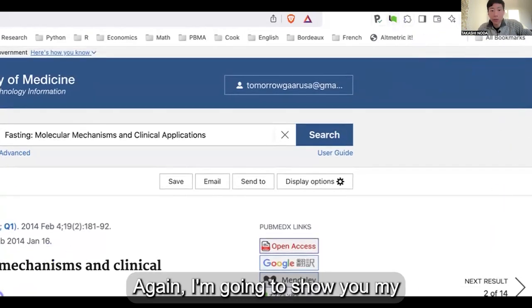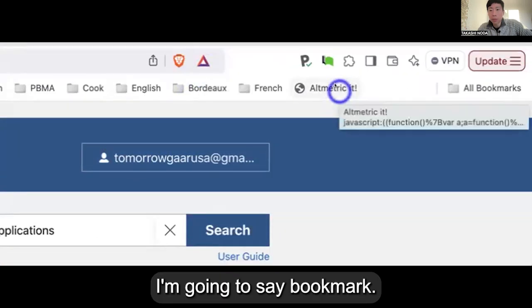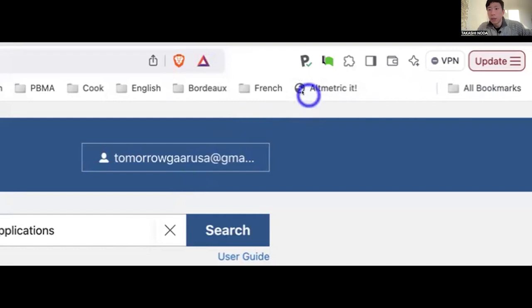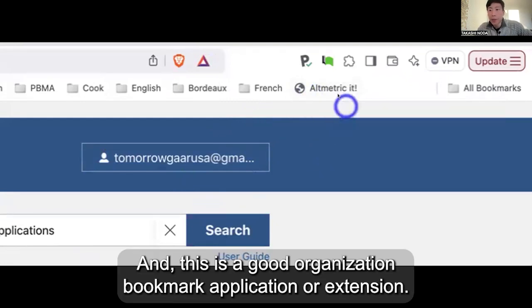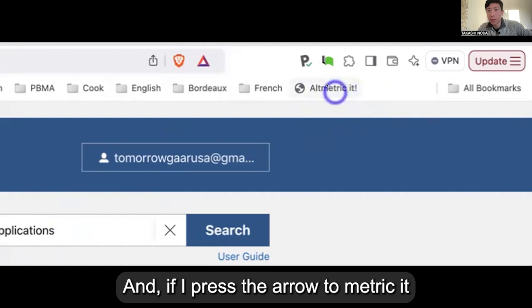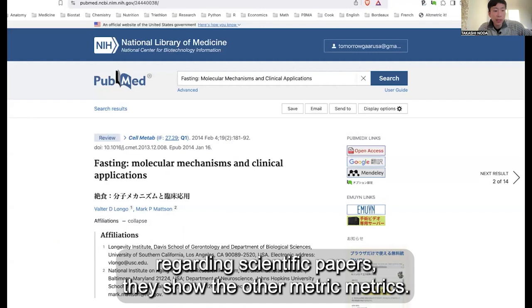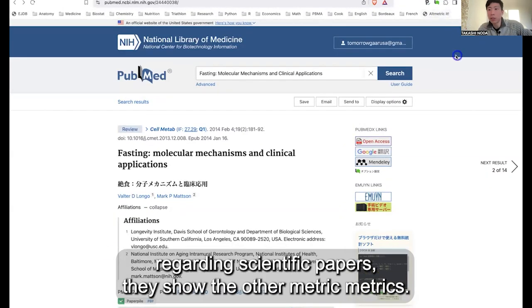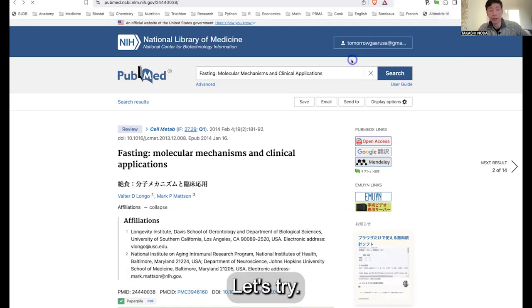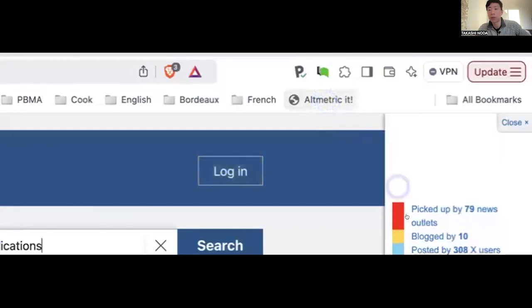Again, I'm going to show you my browser, and I have a bookmark, a Google bookmark application extension. And if I press the Altmetric on some pages regarding scientific papers, they show the Altmetric metrics. Sorry, let's try again. Can you see that? Yeah, here.